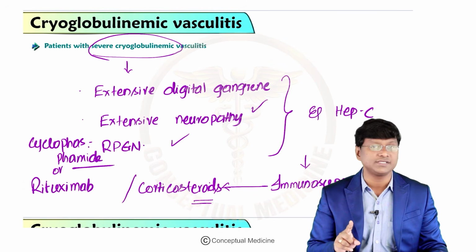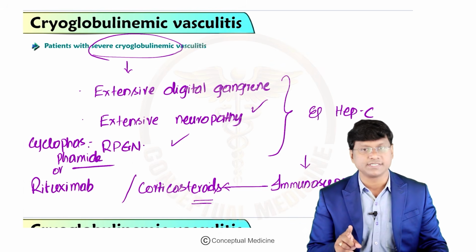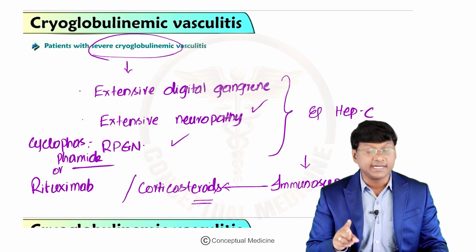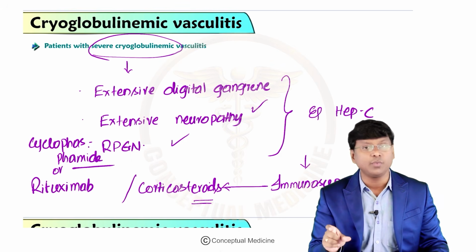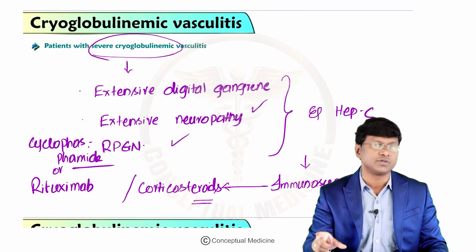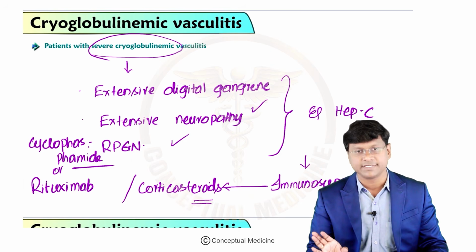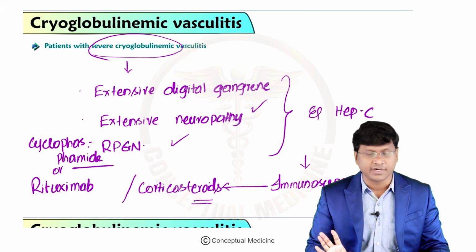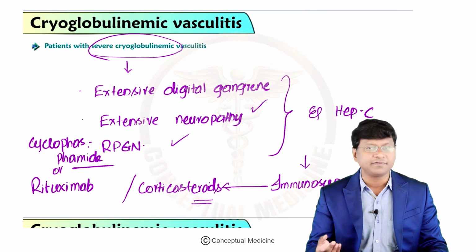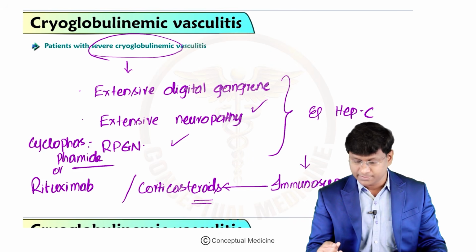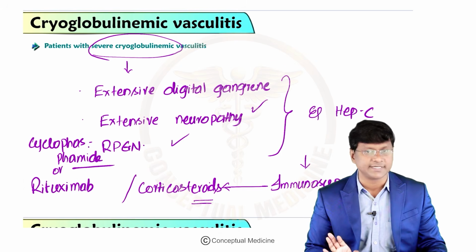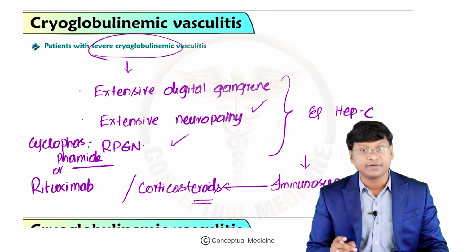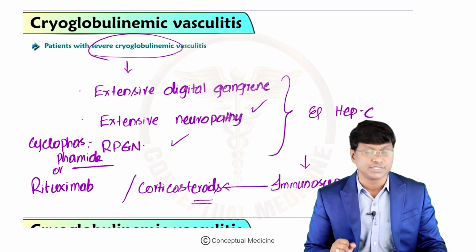So what are cryoglobulins? They are immune complexes. What do they contain? They contain immunoglobulin, that is IgG, along with rheumatoid factor. These cryoglobulins accumulate within the vessels causing vasculitis, a small vessel vasculitis. The most common cause is chronic hepatitis C infection. Apart from that, subacute bacterial endocarditis, osteomyelitis, HIV, and hepatitis B are responsible for the development of cryoglobulinemic vasculitis. It is also associated with another connective tissue disorder, Sjogren's syndrome.